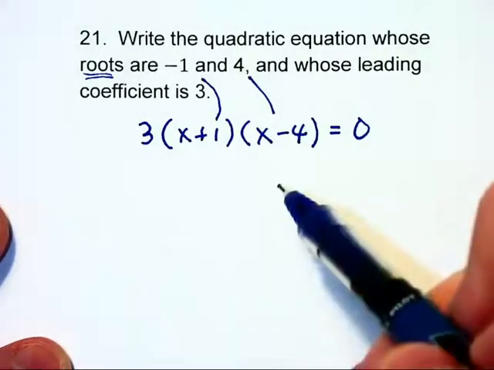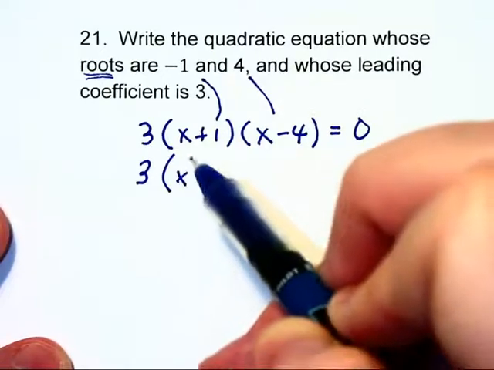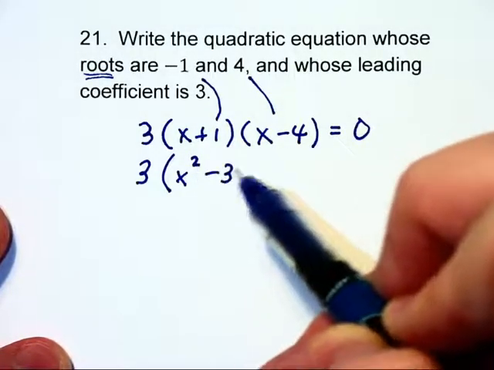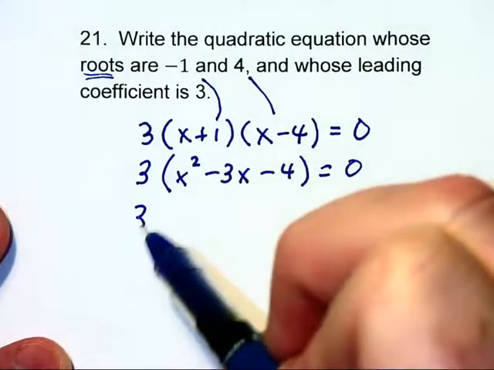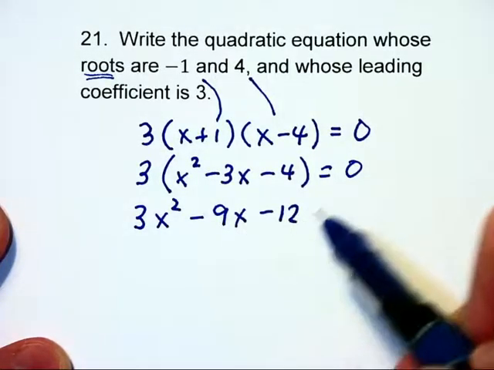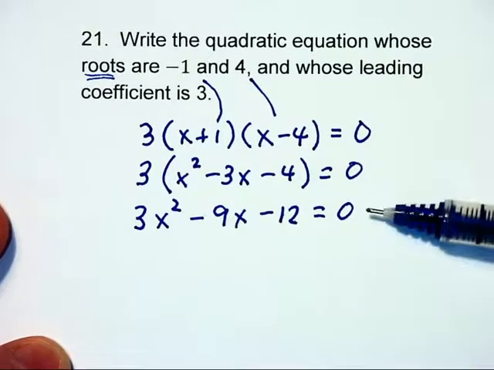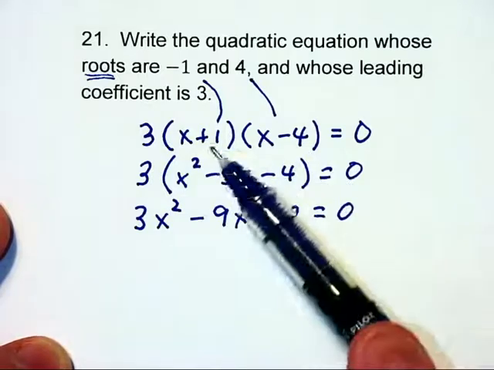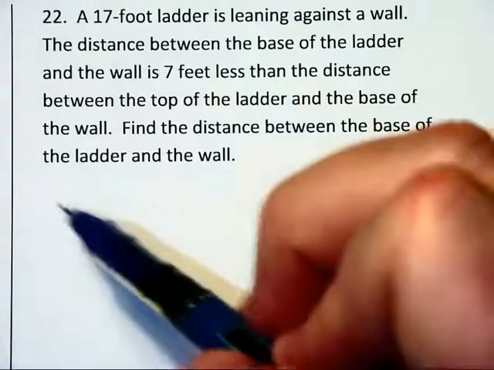Now, for a quadratic equation, I'm going to put this in standard form, so I'm going to have 3 times (x squared minus 3x minus 4) equals 0, and we now have 3x squared minus 9x minus 12 is equal to 0. That is a quadratic equation in standard form with a leading coefficient of 3 that does have solutions negative 1 and positive 4.